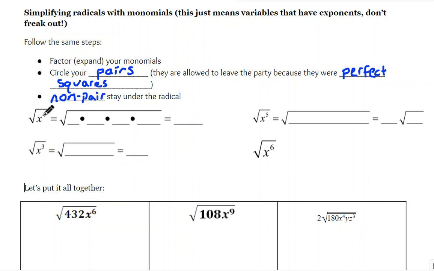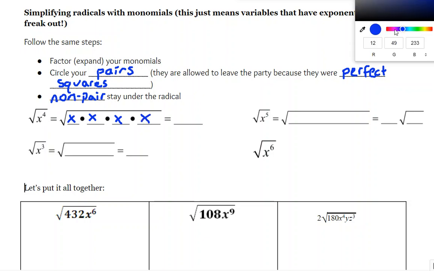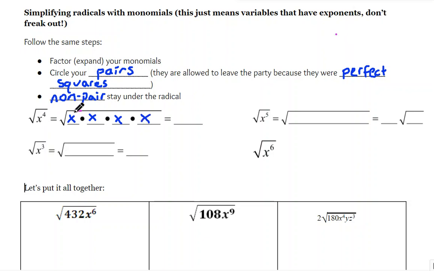All right, so let's think about this one. X to the 4th power, what does that mean? Well, that means it's x times x times x times x. Then I would go through and look for pairs. So I see I have a pair of x's here and a pair of x's here. So both of these can come outside the radical. I'm pulling out 2 pairs, so my answer would be x squared, because I'm pulling out 2 pairs of x's.